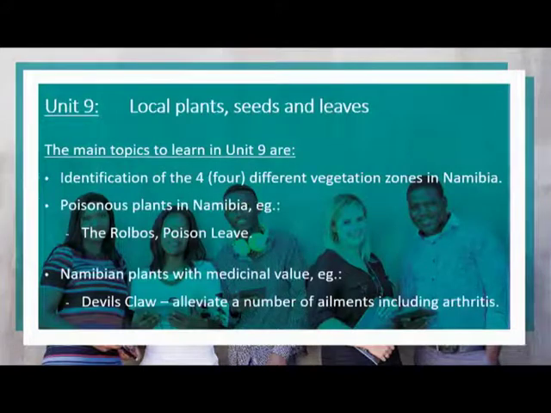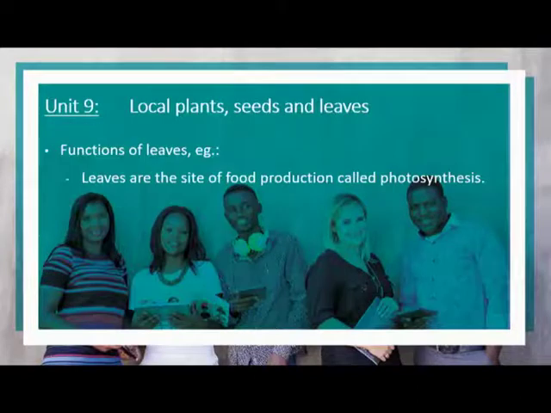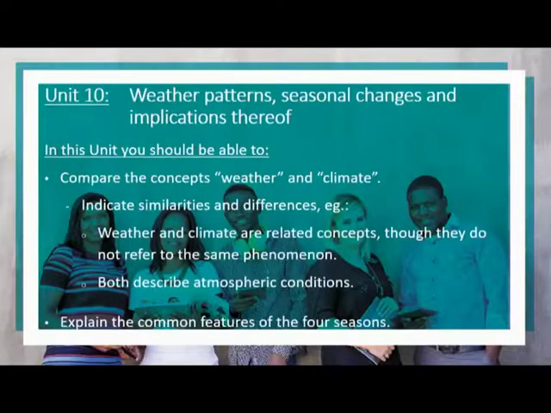Unit 9. Local plants, seeds and leaves. The main topics to learn in Unit 9 are identification of the 4 different vegetation zones in Namibia, poisonous plants in Namibia, for example, the rooibos and poisonous leaf, Namibian plants with medicinal value, for example, devil's claw, which alleviates a number of ailments including arthritis. Functions of leaves, for example, leaves are the site of food production called photosynthesis.